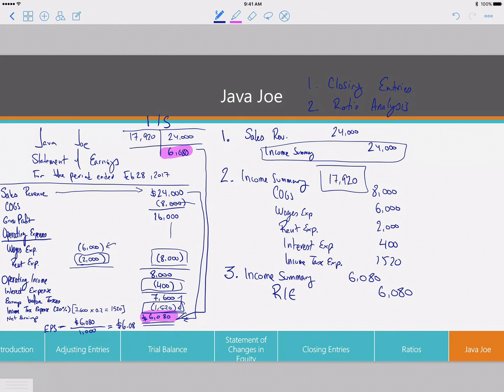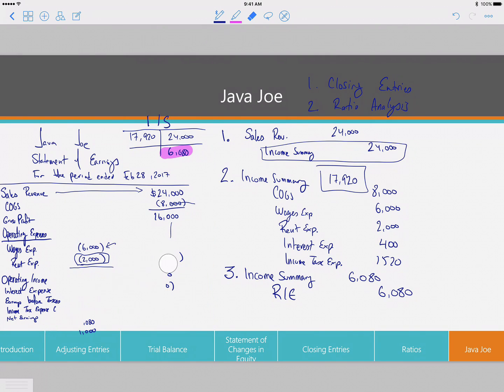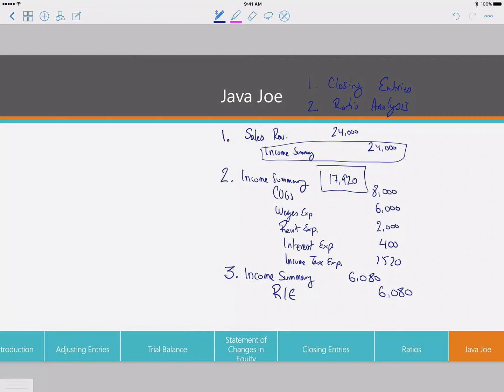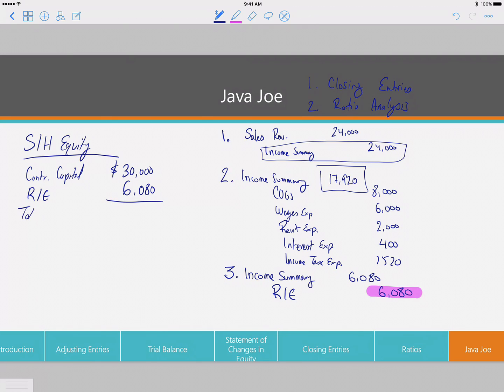So what we're going to do is we're going to actually calculate some ratios, and we're first just going to show what our equity is at the end of the period. So we're going to clear out our income statement here. And if you recall, we're going to create our shareholders' equity section. So our contributed capital was $30,000, but now we have added to our retained earnings. Before, our retained earnings balance was zero because it was a new company, but because we have earned profit in this period and not paid it out to the shareholders of 6,080, we have total shareholders' equity of 36,080.